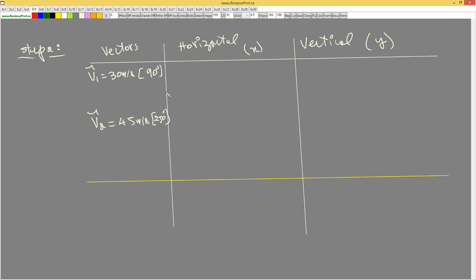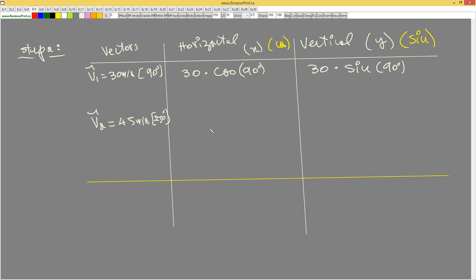We have a formula now. What am I going to put here? I have to put 30 times cosine 90 degrees. This one, what do I have to put here? 30, because I am always in the line of 30, times sine 90 degrees. So the horizontal is always with cosine, I'm going to put it here. And the Y is always with sine.